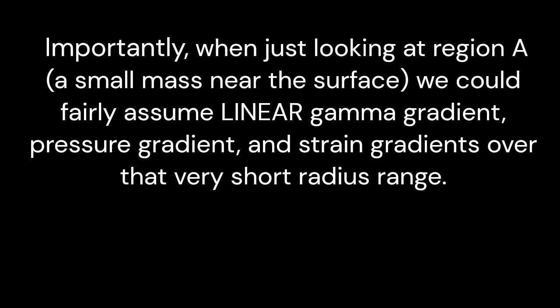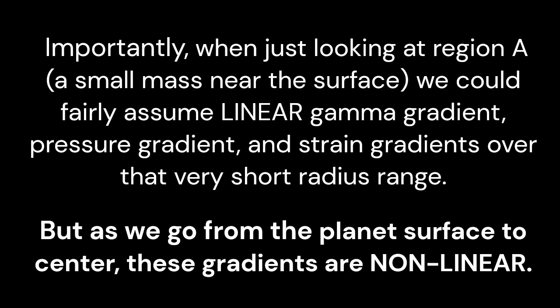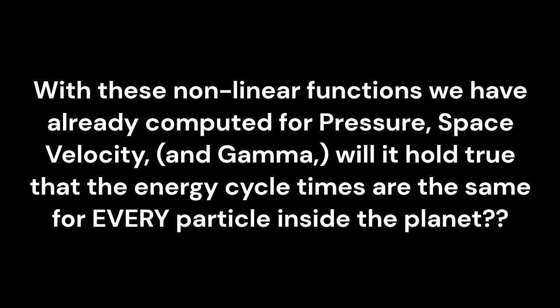Importantly, when just looking at region A, or mass near the surface of the Earth, we could fairly assume a linear gamma gradient, pressure gradient, and strain gradients over that very short radius range of a small object near the surface of the Earth. But as we go from the planet's surface all the way to the center of the planet, these gradients are very much nonlinear. With these nonlinear functions we've already computed for pressure, space velocity, and gamma, will it hold true that the energy cycle times are the same for every particle inside the planet? Is that the unifying principle? Well, that's what we're about to find out.